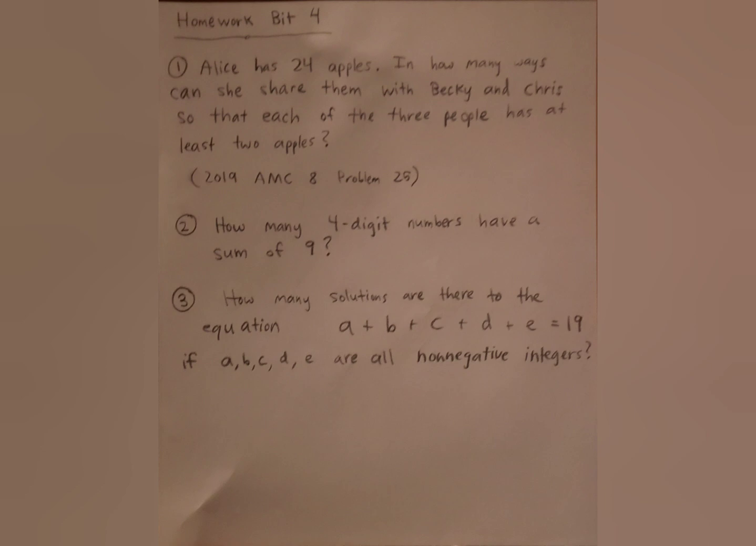So here's your homework. This is homework bit 4. So those of you that I'm coaching, you have 3 problems. The first one was taken from the AMC 8 in 2019. And I just want to say that for problems 1 and 2, you're going to need to do a little adjustment. It's not a pure stars and bars problem, in the sense that you might need to do something quick at the beginning before you finish solving the problem. But yep, these are 3 challenge problems for you.